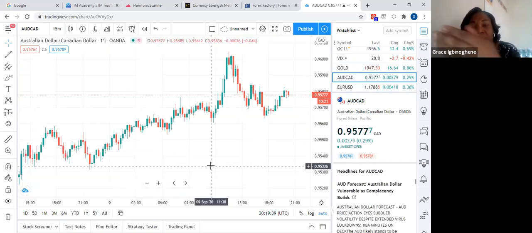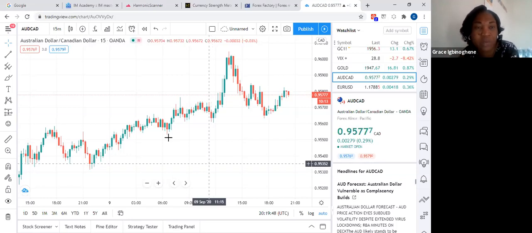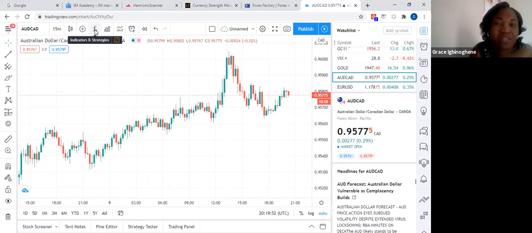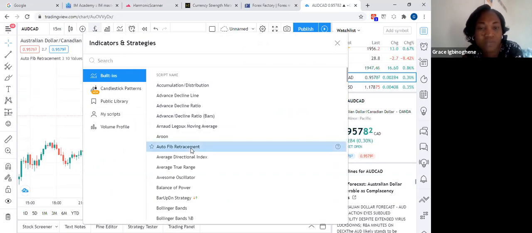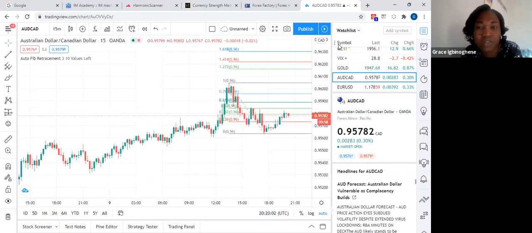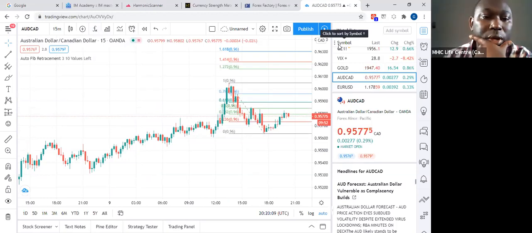So when the chart populates, I say, okay, this market is in an uptrend right now. I want to buy the market, but where do I place my take profit and stop loss? So I go to FX indicators here. I click on it. I look for auto fib retracement. That is automatic. I just close it again. So it comes straight on my currency pair chart.